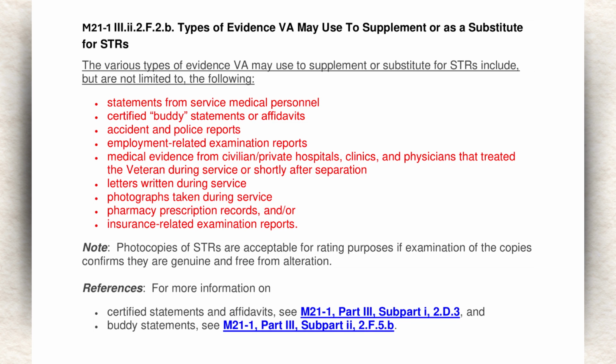Pharmacy prescription records. That's a good one. Insurance-related examination reports. Let's just say you were in a car accident, you didn't go to sick call and get treated for it. Somebody rear-ended you and you filed an insurance claim. Guess what's going to be in that information? One, it proves that you were in a car accident. Okay, so me, if you're claiming back or neck, I'm going to concede that. All right, just something to think about.